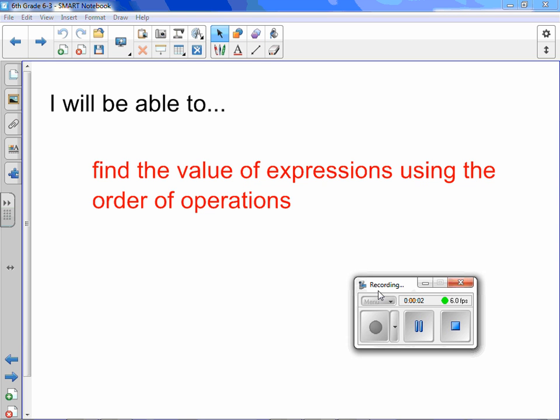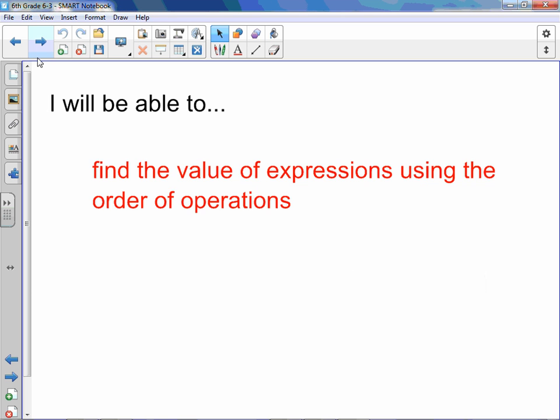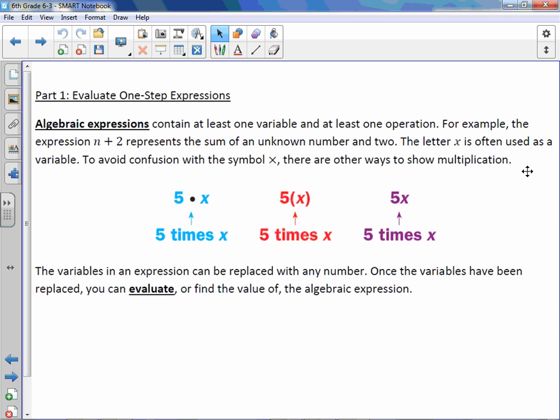Chapter 6, Lesson 3, Algebra, Variables and Expressions. You will be able to find the value of expressions using the order of operations. Algebraic expressions contain at least one variable and at least one operation. Your operations are addition, subtraction, multiplication, and division.